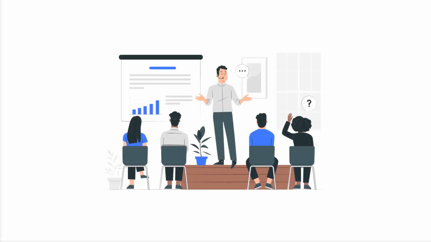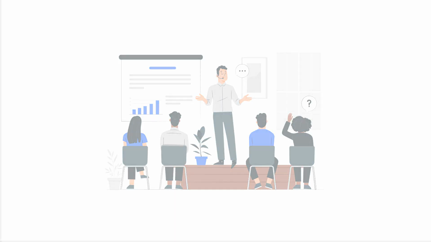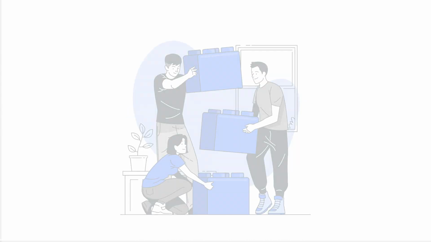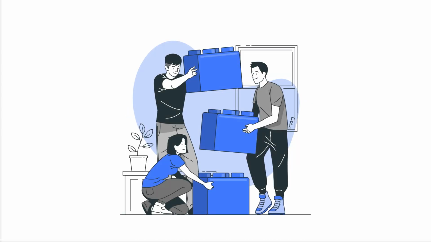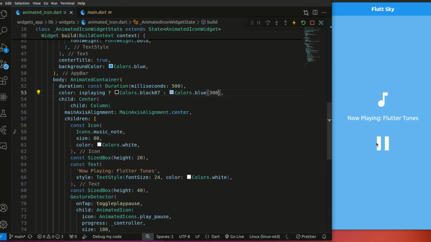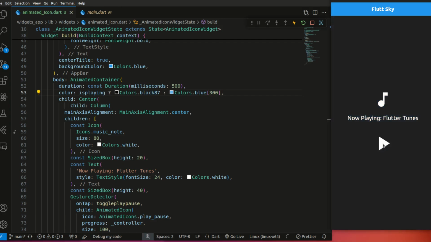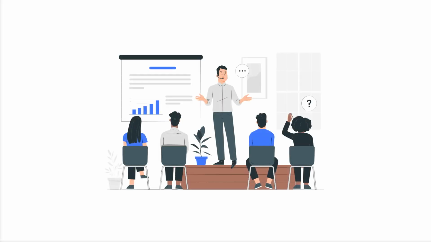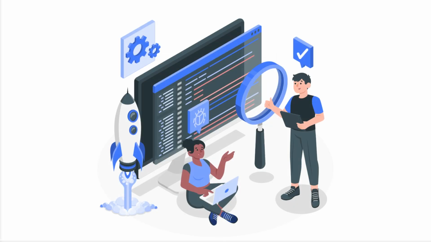Remember Animated Icon is one tool in your Flutter toolkit. Combine it with other widgets like Animated Container or Hero for even more impressive effects. For instance, you could animate the background color of your app as the play state changes, creating a more immersive experience. Before we wrap up, let's talk about performance.